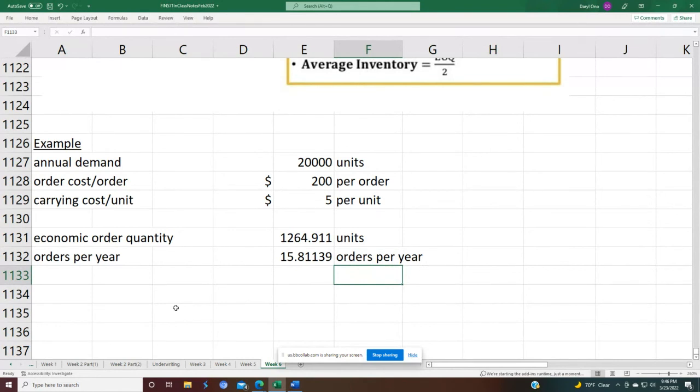Okay? What is my, on average, how much inventory am I going to have? That's just going to be equal to the economic order quantity divided by 2. So on average, we're going to have about 632, 633 items in the warehouse at any one time.